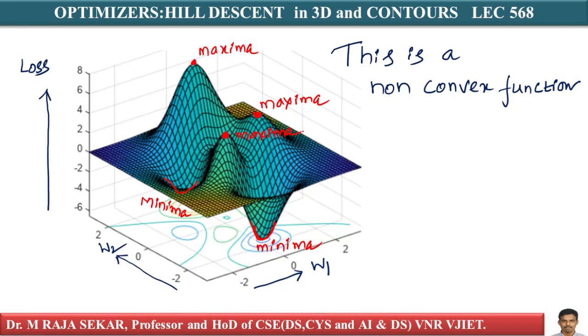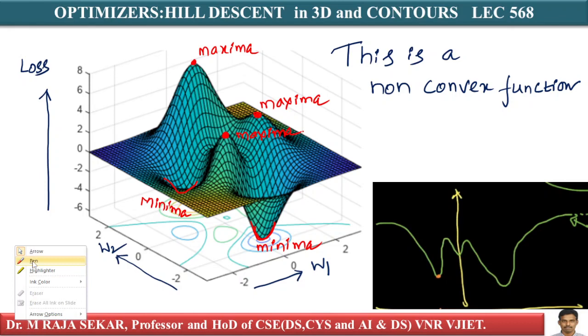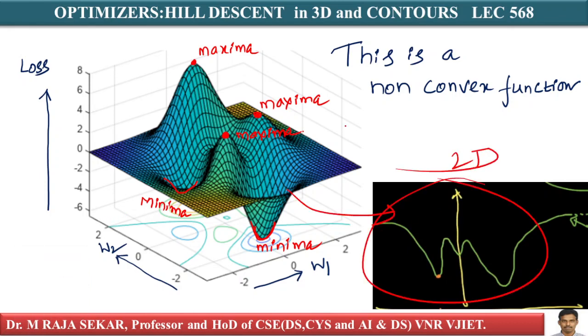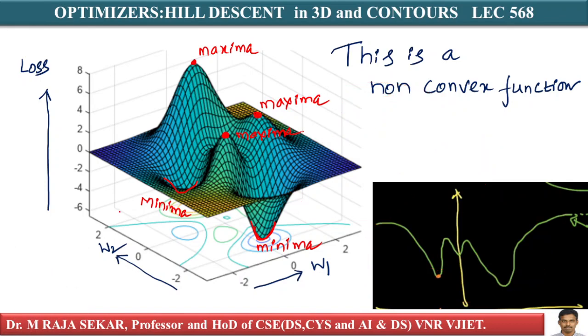This is equivalent to this example. This is in 2D, this is in 3D. You are just generalizing 2D to 3D. Here also you have multiple maxima and multiple minima. In this particular complex function, you have multiple maxima and multiple minima. This is the 3D generalization of the 2D plot, and this is a non-convex function.